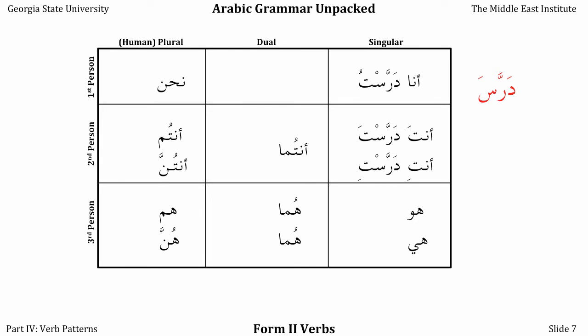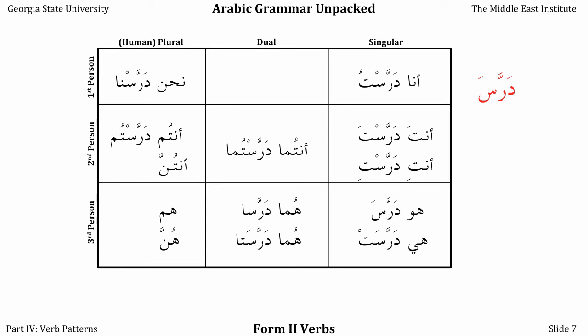It's exactly the same pattern, except you don't have to learn the middle vowel because it's always fatha, and there is always shadda over the middle consonant. It's going to use the exact same set of suffixes that every other regular verb uses in the past tense. All you have to do is double the middle consonant.